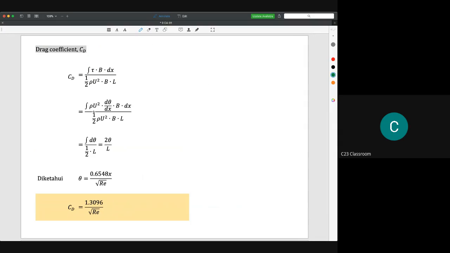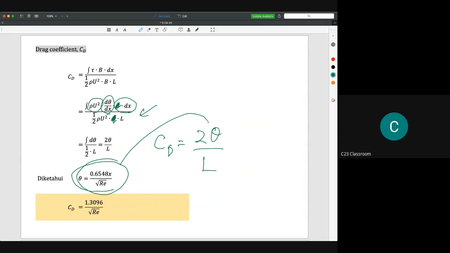What we mean is that we could write that equation as shown here. So we have rho U square d theta dx, and we have b and dx. Then we could simplify and cancel all the terms here, for example this b and this b and so on. Finally, we could say that CD is actually just 2 theta over L. Previously we calculated theta, which is equal to 0.65. So we substitute this theta and we could say that the drag coefficient is 1.3096 over square root of Reynolds number.